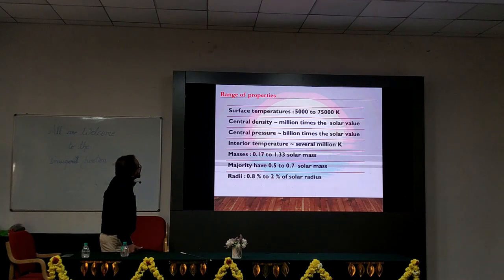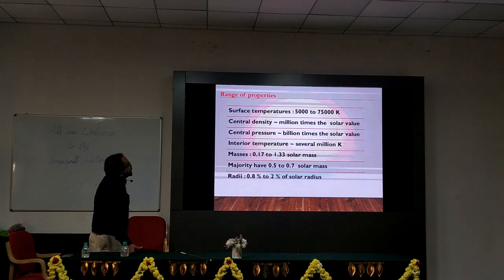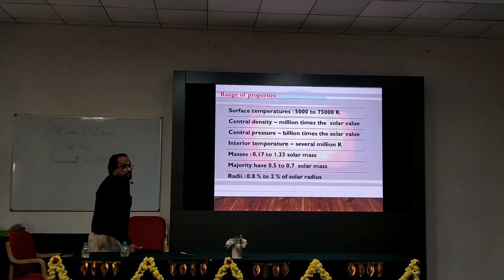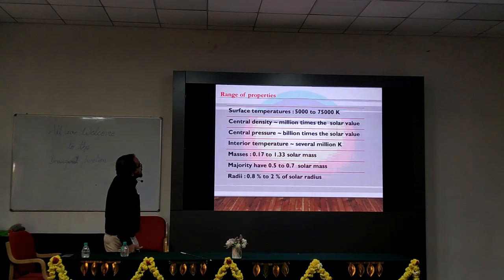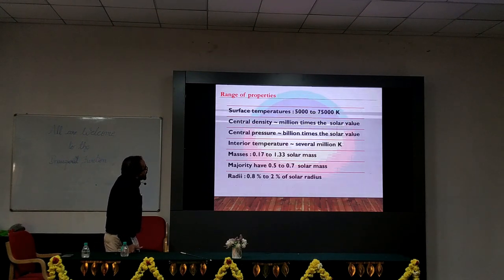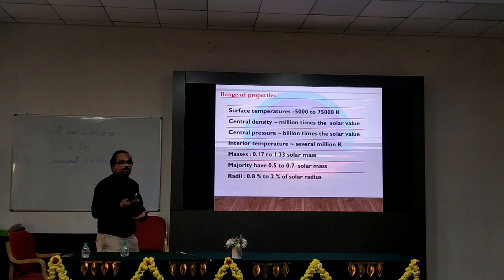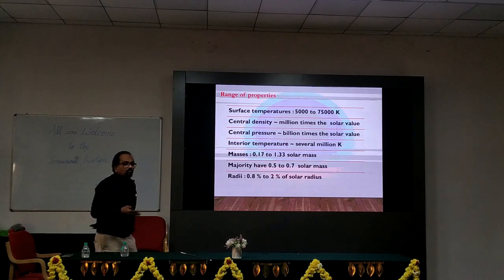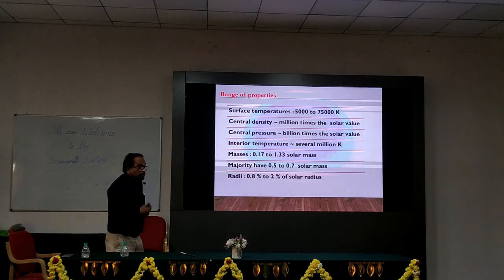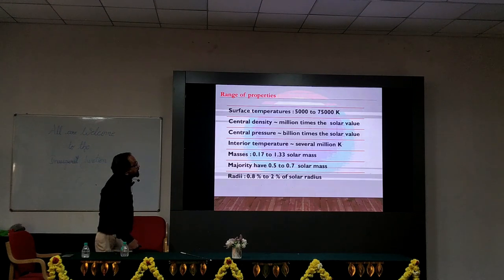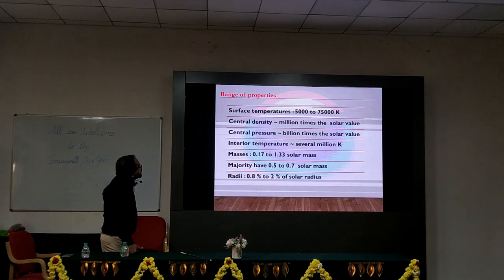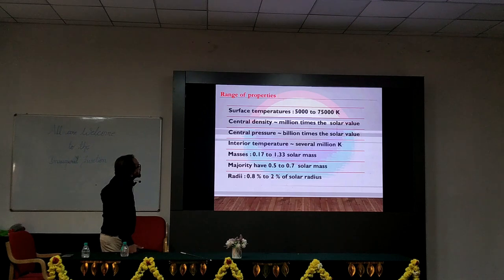The central pressure is about a billion times the solar value. So solar pressure is extremely large. People have modeled it and concluded it is about 500 million atmospheres. The atmosphere that we are experiencing is about 1 atmosphere, so 500 million of that is the solar pressure in the core, in the interior. That is very much required for these fusion reactions.